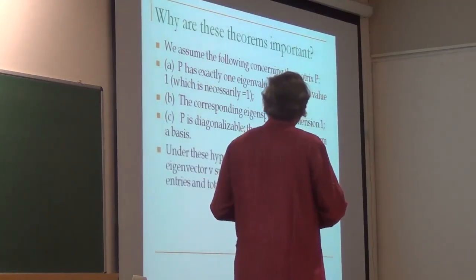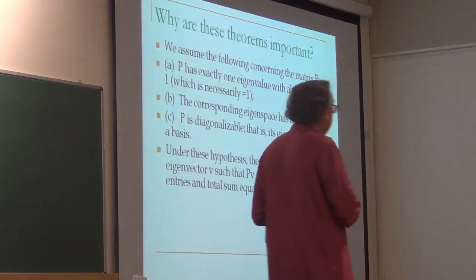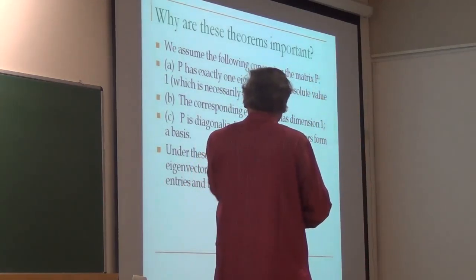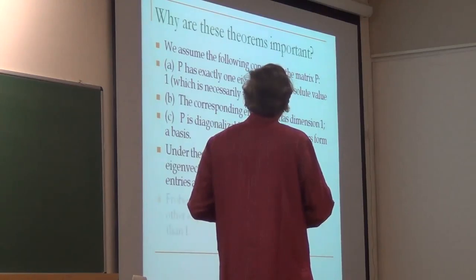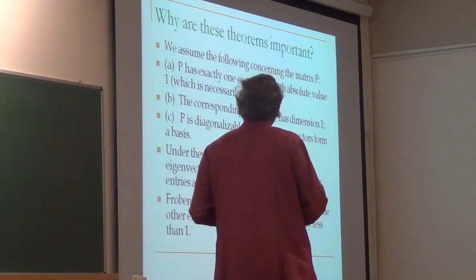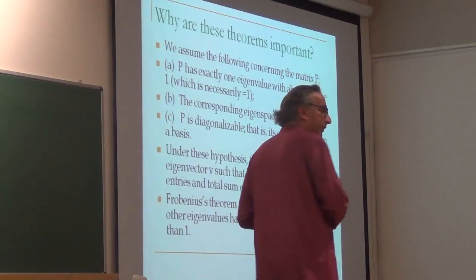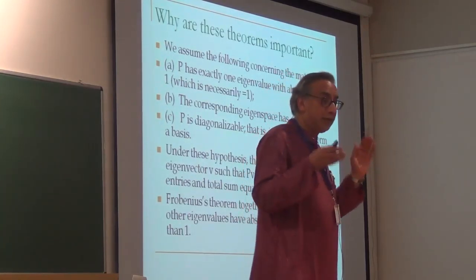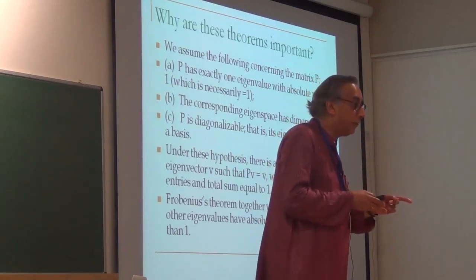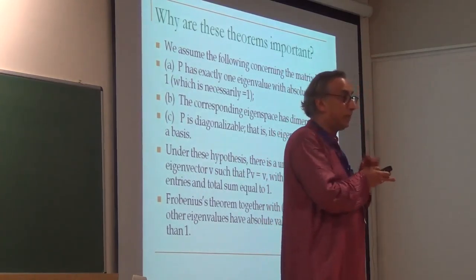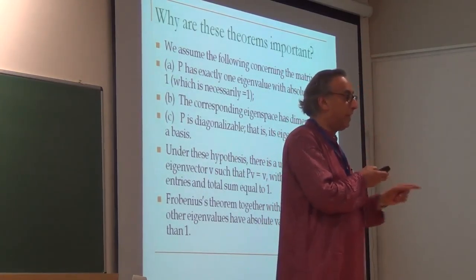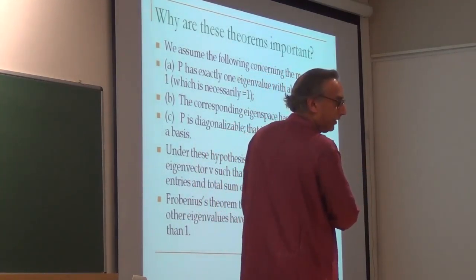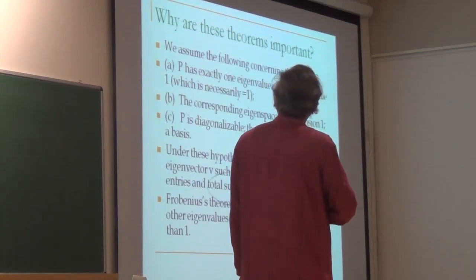Under these hypotheses, there's a unique eigenvector B such that PB equals B, with non-negative entries totaling 1. The Convergence Theorem together with this implies that all the other eigenvalues have absolute values strictly less than 1. So in your transition matrix, there's only one eigenvalue 1, and everybody else is strictly less than 1. That's a really important point, because that's going to help us calculate the nth power of the transition matrix. Okay, let's see how we do that.